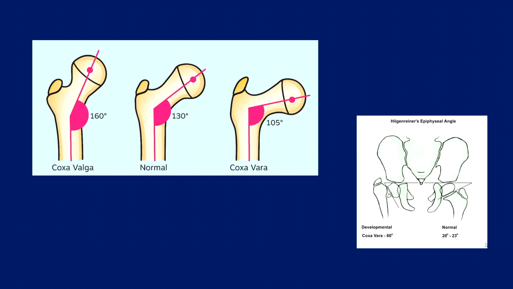So the first thing, the neck shaft angle, the normal value, it's around 130. It keeps decreasing from birth. Anything below 105, 110 is considered coxa vara. Another angle that is important is the Hilgenreiner epiphyseal angle. If you have a developmental coxa vara, this angle here is very important also to measure.